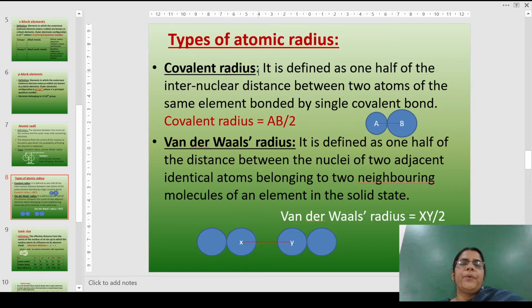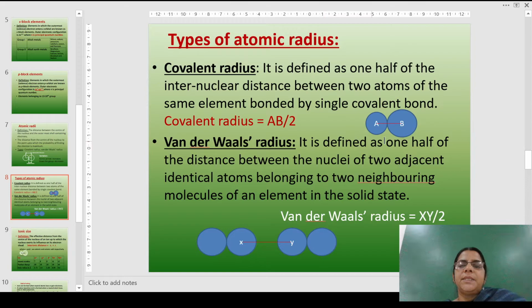The first one is covalent radius. It is defined as one half of the internuclear distance between the two atoms of the same element bonded by a single covalent bond. I have depicted a simple diatomic molecule here, wherein A and B comprises the centers of those atoms. The covalent radius is equal to AB divided by 2.